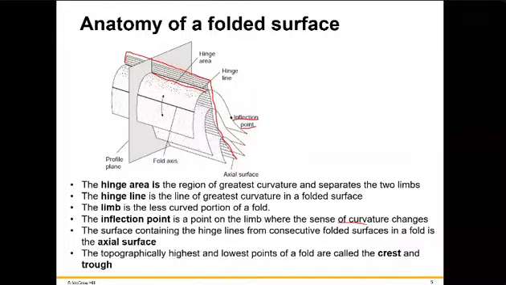And then when we talk about the profile plane, you can see that the profile plane is perpendicular to the axial surface or axial plane. The profile plane is perpendicular, right, to the axial surface, okay? Please take note of that.